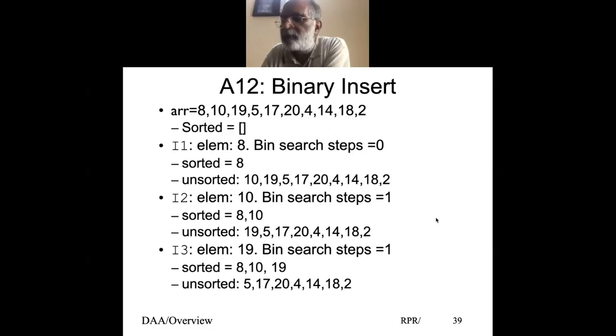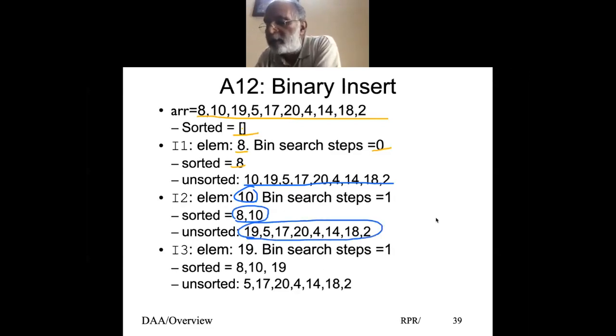If we look at the example here, initially my sorted array is empty. This is my whole unsorted array. I take element 8. Since the sorted array is empty, no binary search steps are needed, 0, and I get sorted elements of 8 and the unsorted elements of this. Now I take this element 10. Since my sorted array is 8, binary search will take me only one comparison, and I insert it into the right place. So this becomes my sorted array, and this remains my unsorted. Now look at 19. For 19, I do a binary search over 8 and 10. When I do binary search here, I do only one comparison in the middle, and then I know it's after 10, I'm done. And then I insert. So 19 comes here, and I'm left with the remaining elements here.